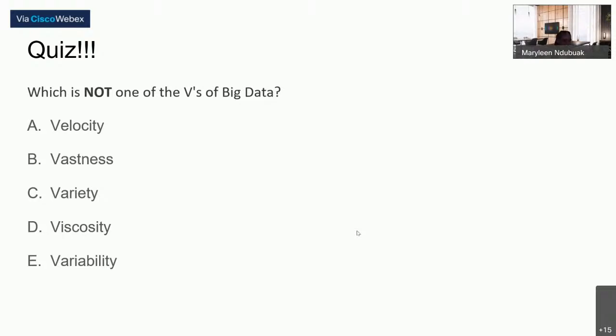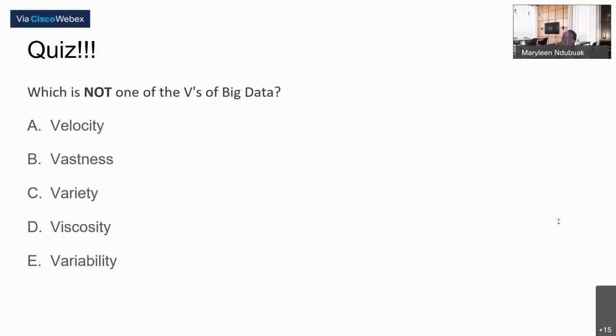Okay, so just give us a minute. Okay, so let's look at how we're doing. I could see most of us are going for viscosity, and a few persons have vastness.